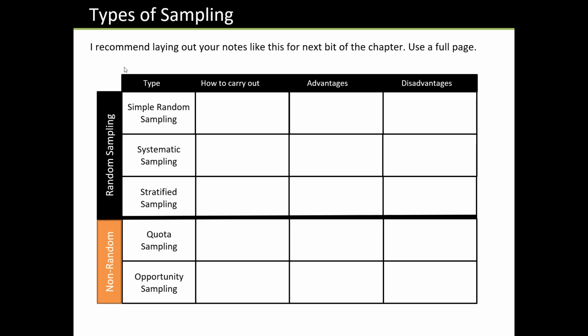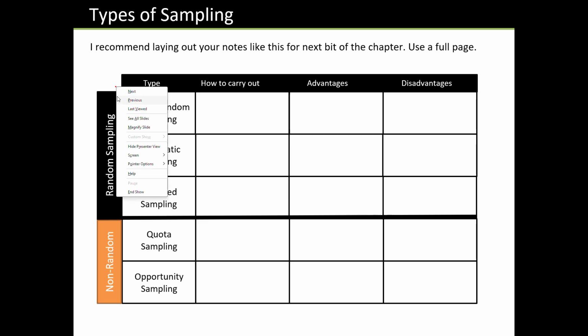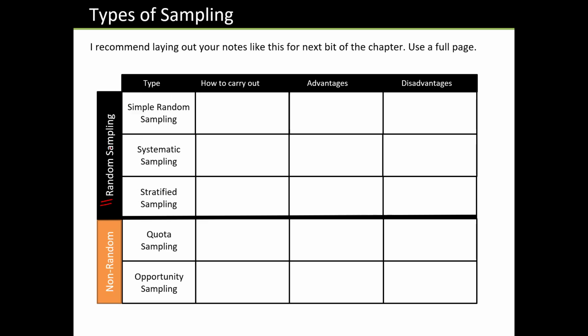Okay, so in this video here, what we're going to start doing is we're going to go through our random sampling methods. Okay, so I suggest you have a grid and draw something just like this. The part that students often neglect is the how to carry out. Okay, so we want to make sure we're not dropping any marks on this one here.